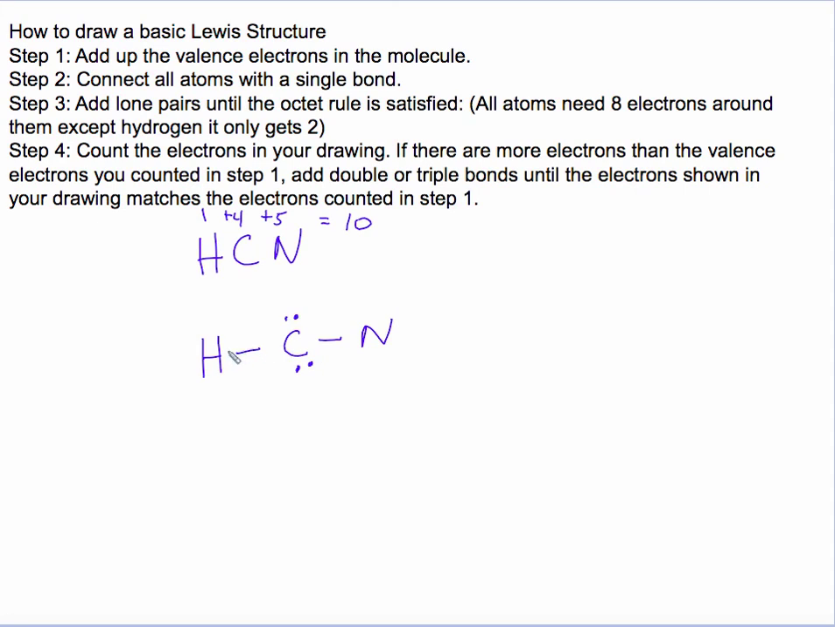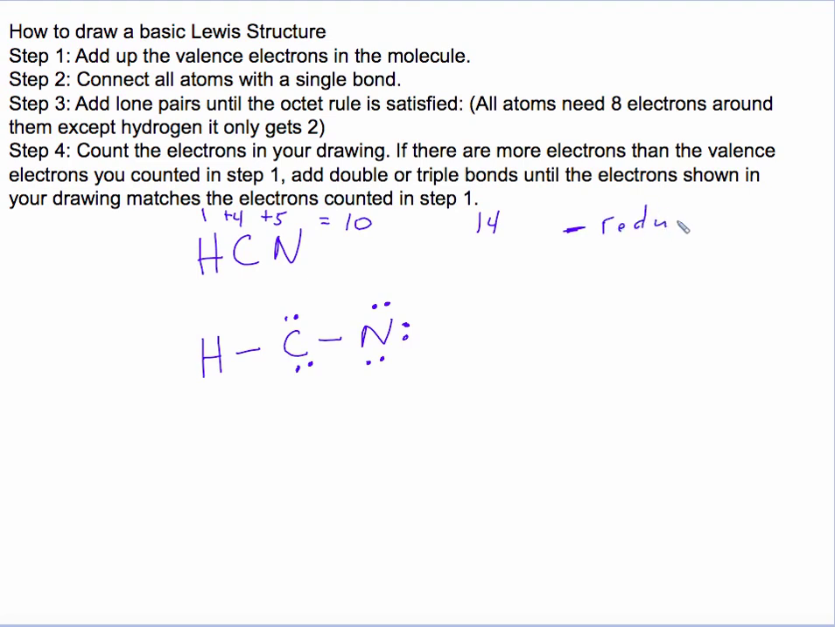Okay, we're going to add lone pairs until everything has its octet satisfied. Remember, don't ever put lone pairs on hydrogen because one bond satisfies hydrogen. But everything else, you're going to add lone pairs until everything has 8. So nitrogen has 8, carbon has 8, hydrogen's good with 2. Now let's count. 2, 4, 6, 8, 10, 12, 14. Okay, my picture is showing 14.